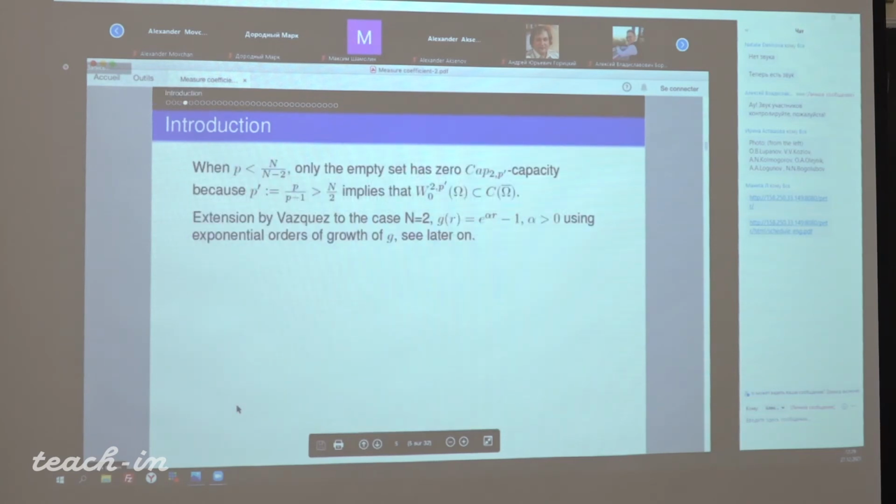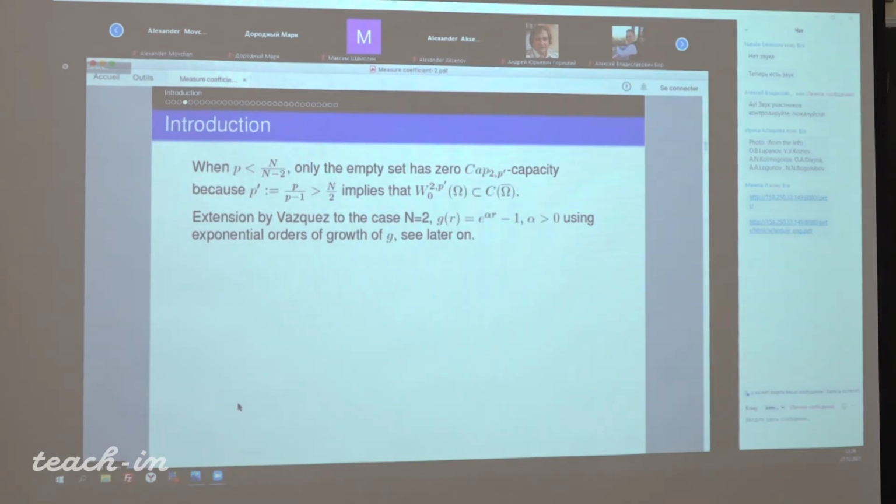Now notice that if p is less than n over n minus 2, only the empty set has zero C_{2,p'} capacity. This is due to the fact that by duality, the space C_{2,p'} of 0 is embedded in this conformal part. Now the case when n equals 2, of course, this type of result doesn't work.